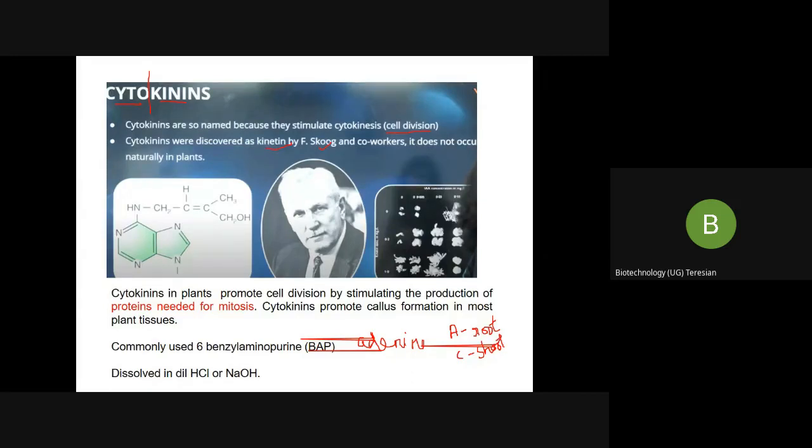So there are again different types of cytokinins. Most commonly used is BAP, 6-benzylaminopurine, and even the cytokinins are not soluble in water, they are dissolved in HCl or NaOH. So the cytokinins in plants promote cell division by stimulating the production of proteins needed for mitosis. And also they induce callus formation in plant tissue culture.